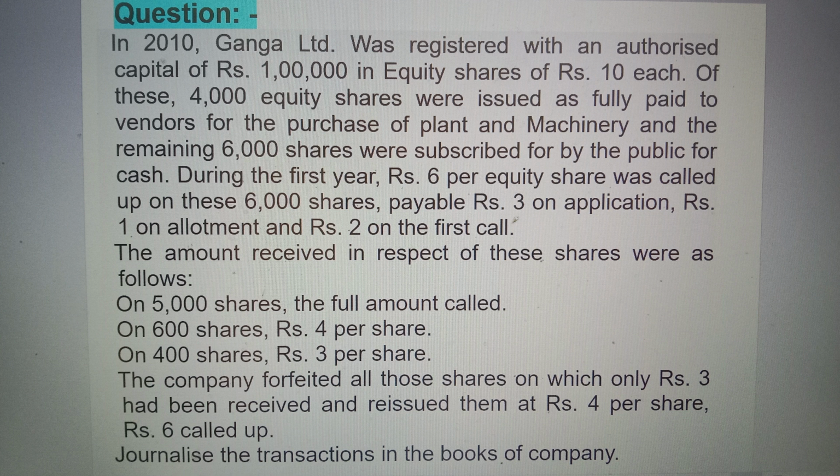On 5,000 shares, the full amount called. On 600 shares, rupees 4 per share. On 400 shares, rupees 3 per share. The company forfeited all those shares on which only rupees 3 had been received and reissued them at rupees 4 per share and rupees 6 called up. Journalize the transaction in the books of the company.